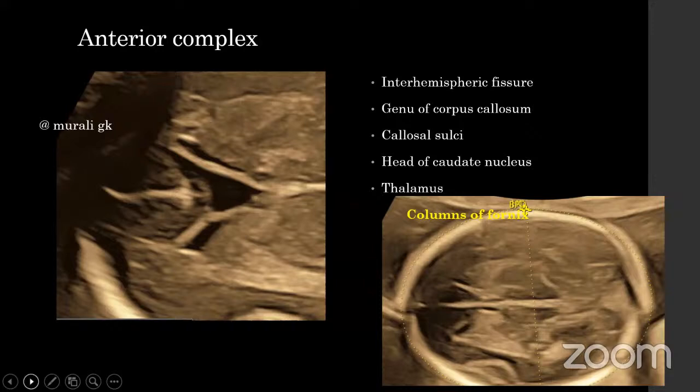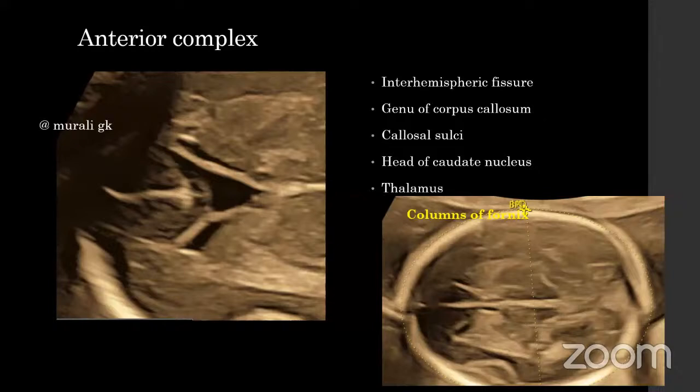In some reports, you might have seen that they mention the anterior complex appears normal. So what constitutes the anterior complex? It is the interhemispheric fissure, the genu of the corpus callosum, the callosal sulci, which is nothing but a pial reflection of the outer aspect of the corpus callosum. Then you also have the head of the caudate nucleus. Then you have the thalami. All these structures constitute what is called the anterior complex.